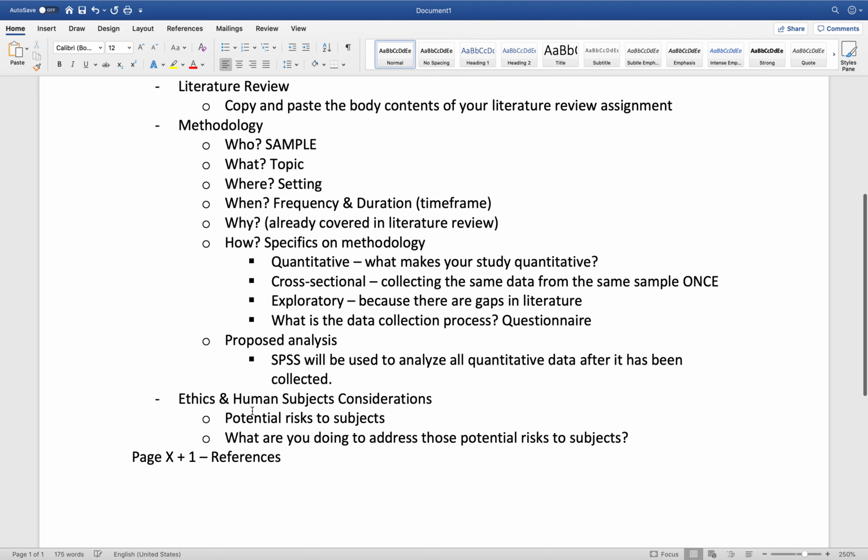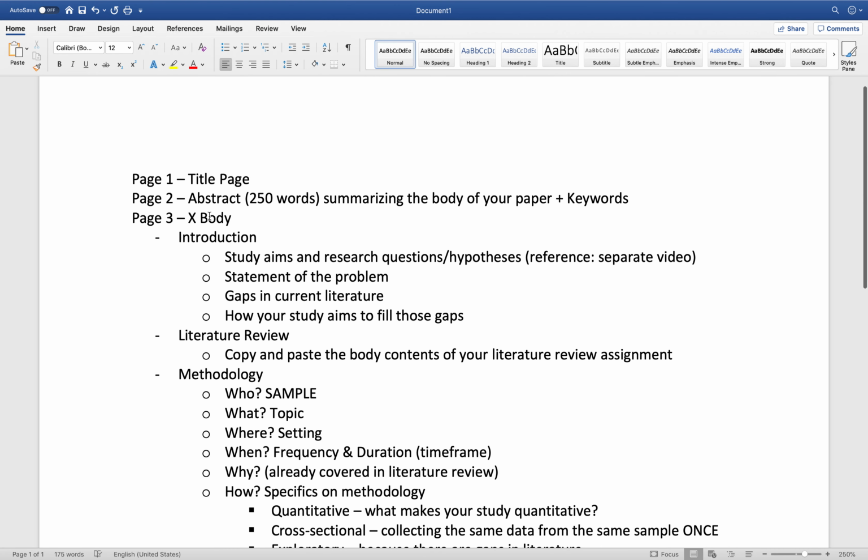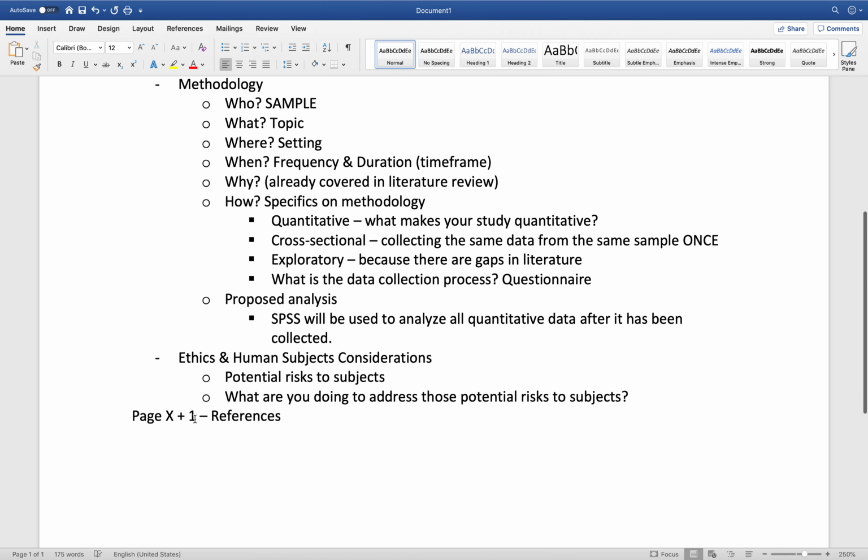Let me actually make it a little bit easier for you here. Page 3 to X is the body of your paper. Page X plus 1 to Y is the references. Because some of the references sections in your literature review were 1 page, 2 pages, and I think a couple students had references of 3 pages. I want to make this as applicable for students as possible. So from page X plus 1, which is the page after which your body ends, to whenever your references section ends, that'll be your references section.